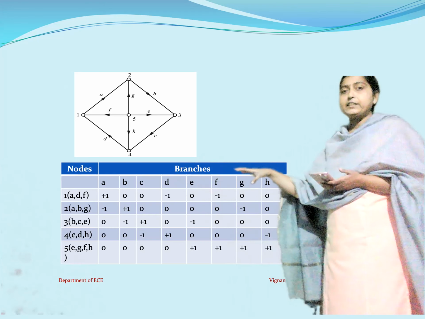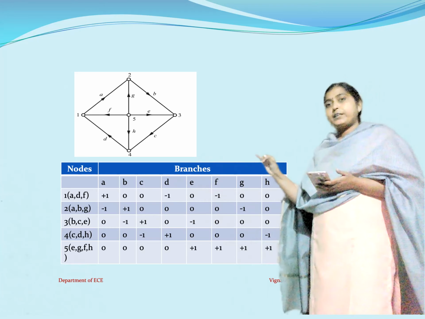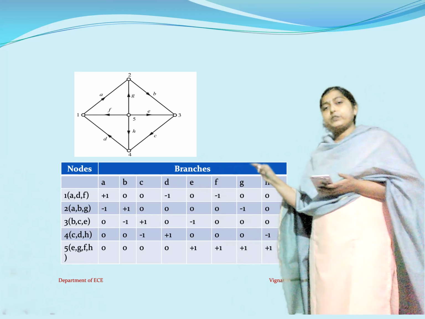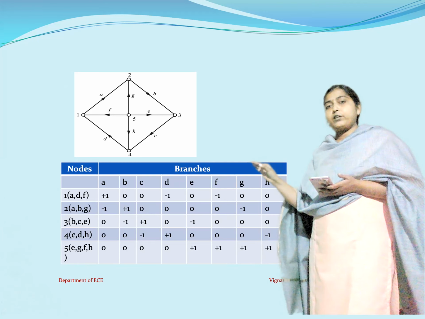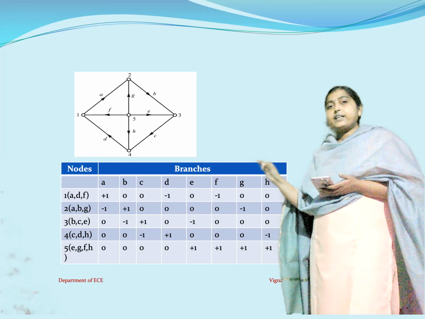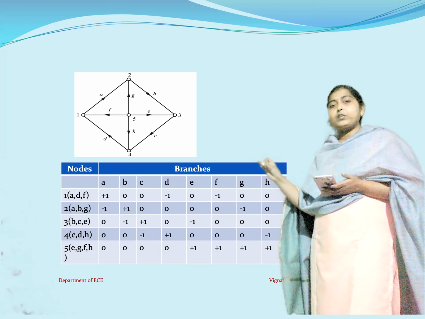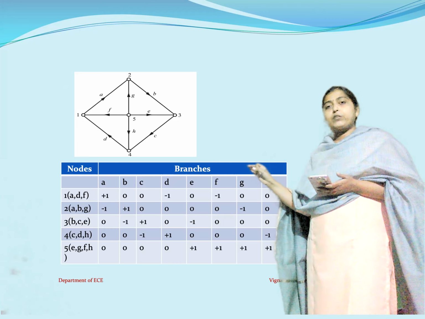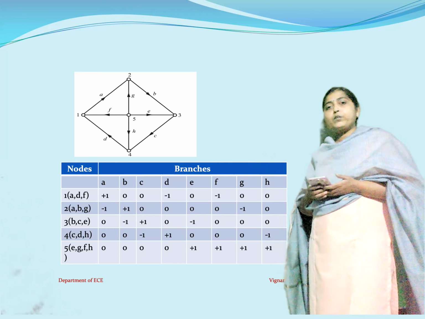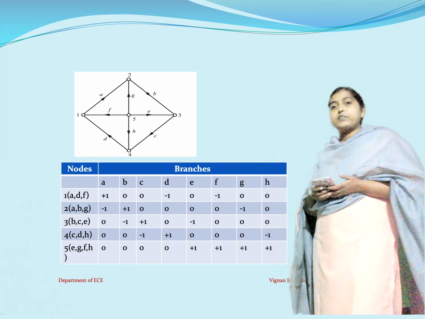In order to fill an incidence matrix, we have to consider 3 conditions: 0, -1, +1. So when do we put 0? You first put zeros for all the branches which are not part of your node. Then the second condition is -1: if the current from that particular branch is entering the node, then we put -1. If it is leaving that particular node, then we write +1. Based on those conditions, if you fill it in, this is the incidence matrix you are going to get.